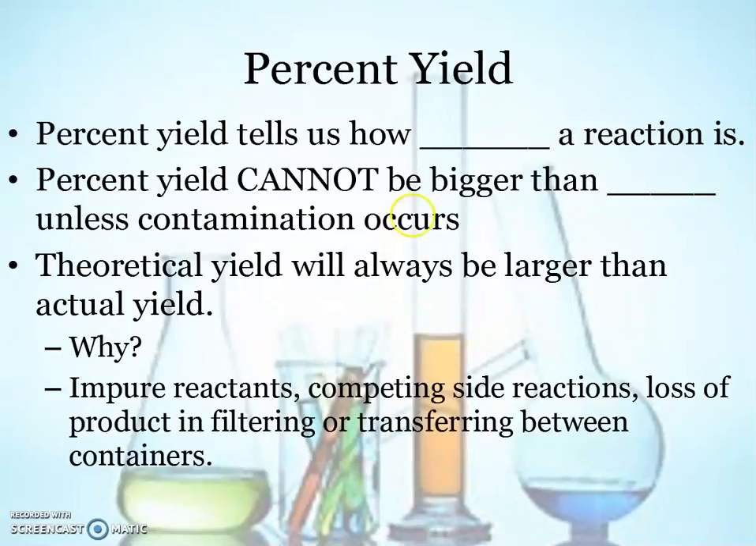Okay, percent yield tells us how good a reaction is, because some reactions are good and some are really bad. Percent yield cannot be bigger than 100% unless contamination occurs. The only way that you get something that's greater than 100% is if your sample that you made is contaminated in one way, shape, or form, meaning it has more stuff in it than it needs to. Theoretical yield will always be larger than actual yield, and the question is why? Well, you can have impure reactants, you can have competing side reactions that take away from your product, loss of product through filtering or transferring between containers, and these are just some of the reasons why.